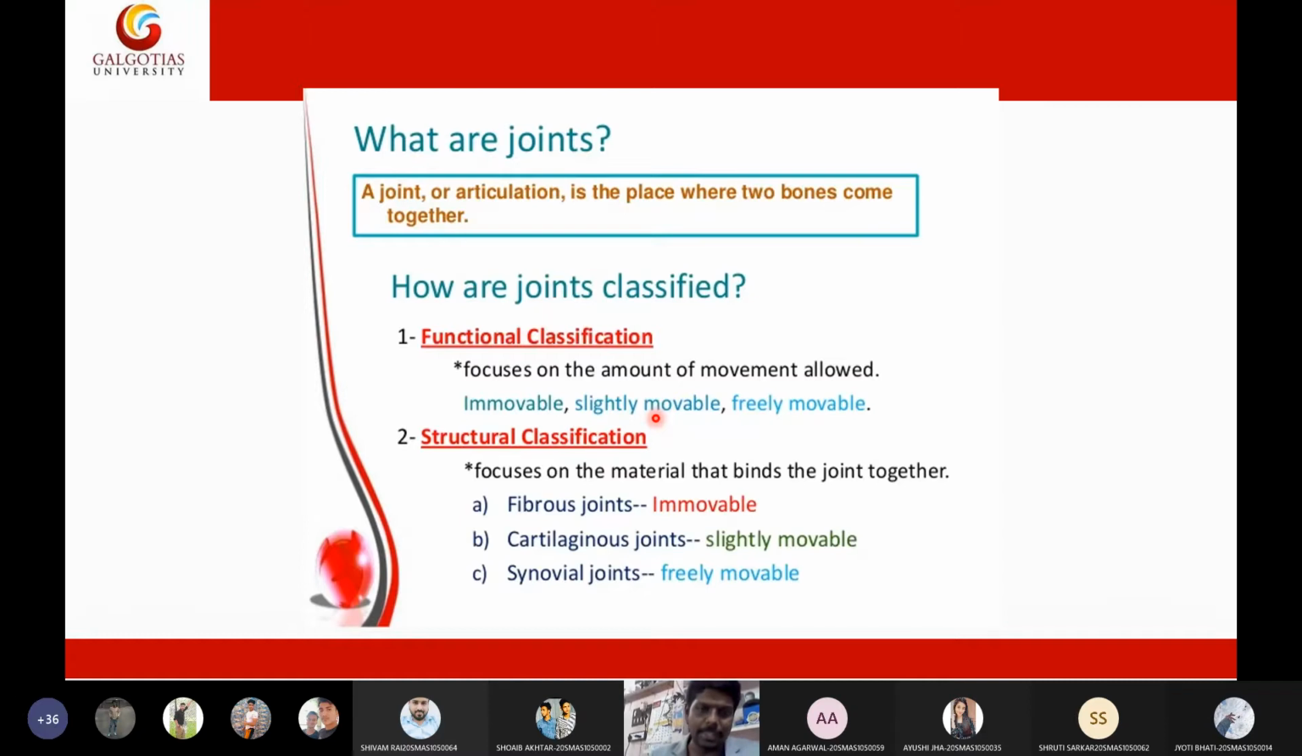So these are the other names. In the structural classification, the other names of joints are fibrous joints, cartilaginous joints, and synovial joints. Or simply we can say freely movable joints are always synovial in nature, slightly movable joints are always cartilaginous in nature, whereas immobile joints are usually fibrous in nature. So this is the broad classification of joints: functional classification and structural classification. Is that clear for everyone?